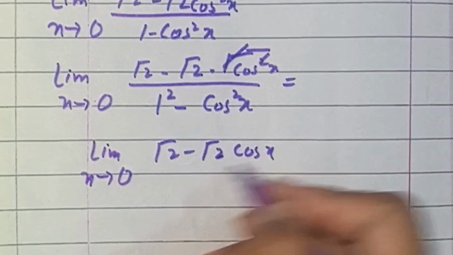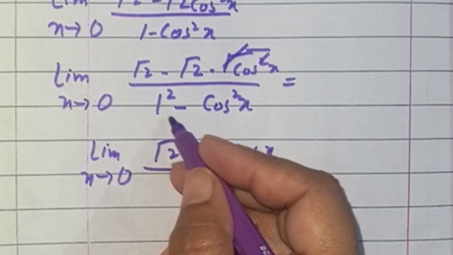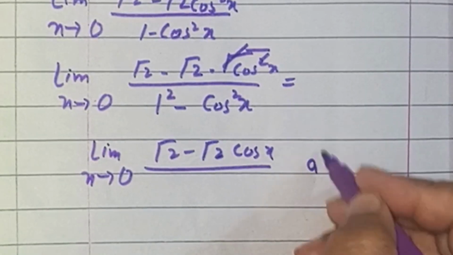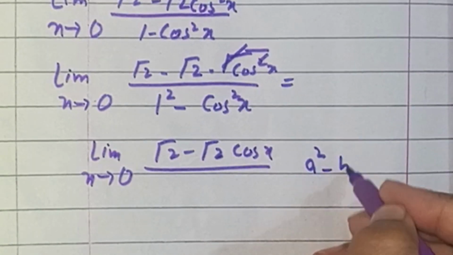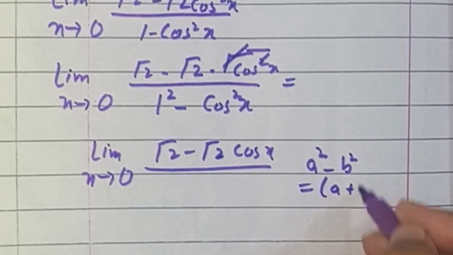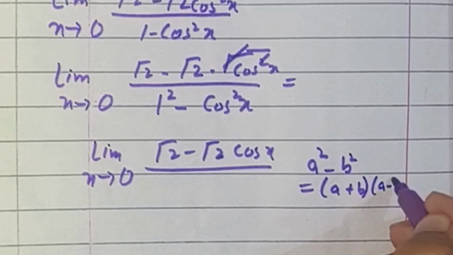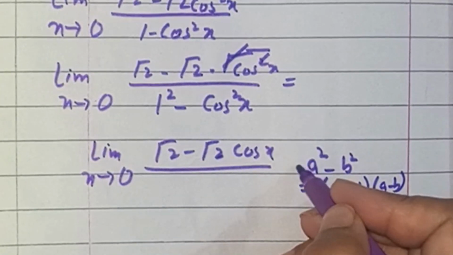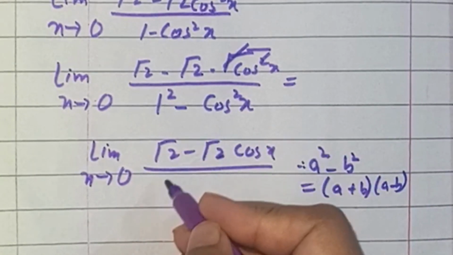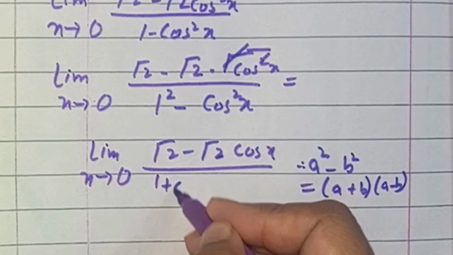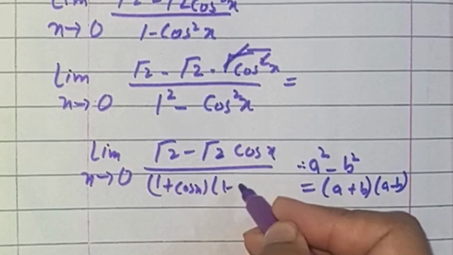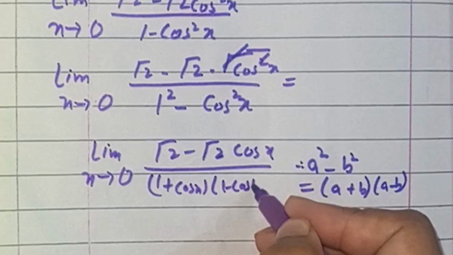over, look at this denominator here, we apply the identity a squared minus b squared, which, as we know, is equal to (a plus b) times (a minus b). We apply this identity on the denominator. So this will become 1 plus cos x multiplied by 1 minus cos x.